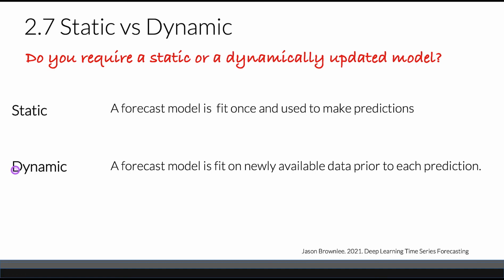Do we require a static model or a model that is dynamically updated? It is possible to develop a model once and just use it repeatedly to make predictions. So this model would be static. But we may also receive new observations prior to making our forecast, and we can use them to create a new model or update the existing model. So we can think of this as a dynamic problem.